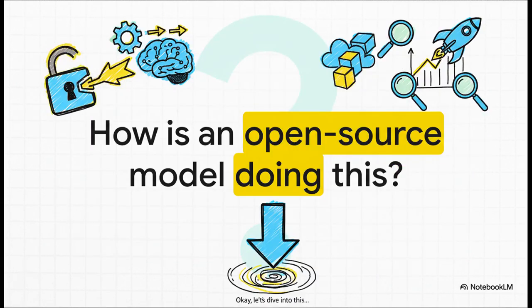Seriously. So that immediately brings up the million-dollar question, right? How in the world is a freely available open source model managing to match the performance of the most advanced, most secretive, and best funded AI labs on the entire planet? All right, let's get into it.